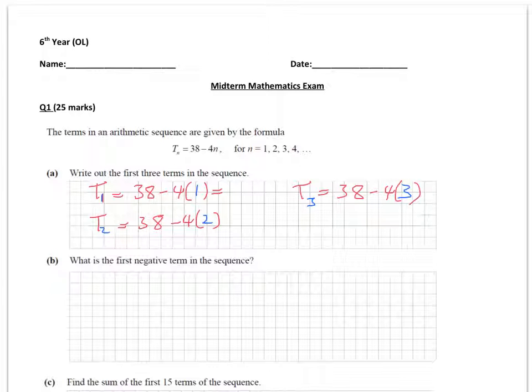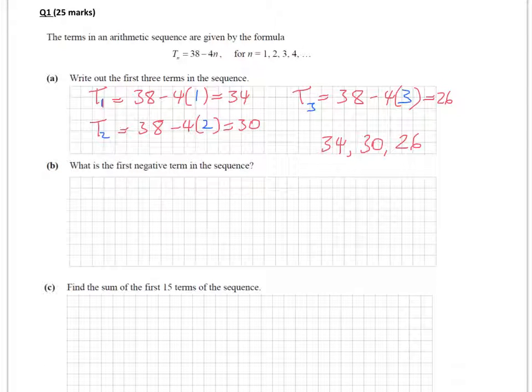And what we get as an answer is 34, 30, and 26. Now they can be done on a calculator, but they're the three terms. 34 is the first term, then 30, and then 26. We then ask for the first negative term of the sequence.